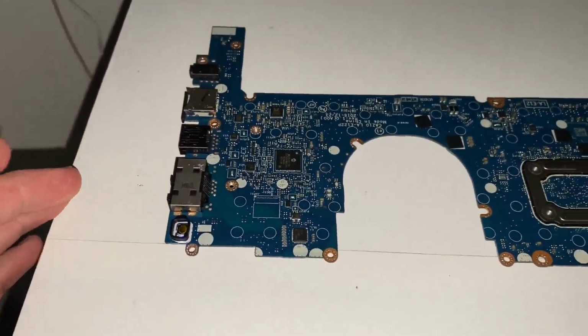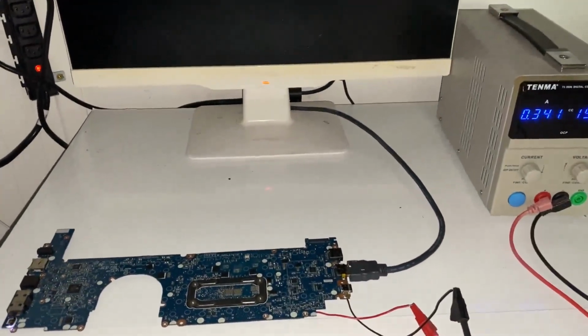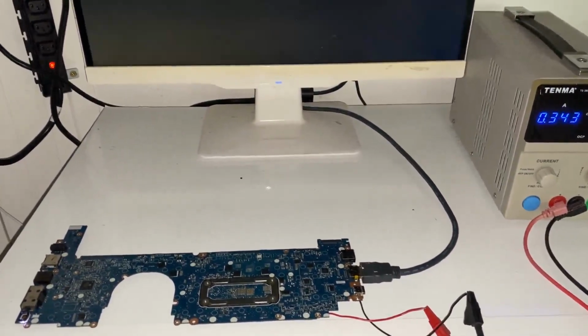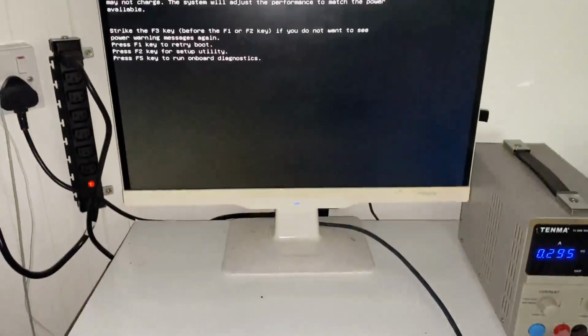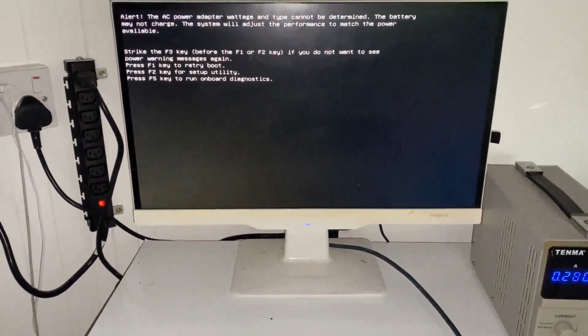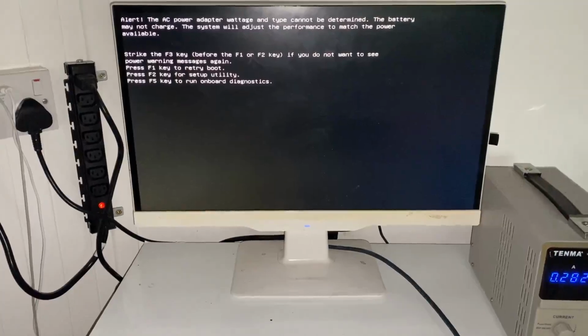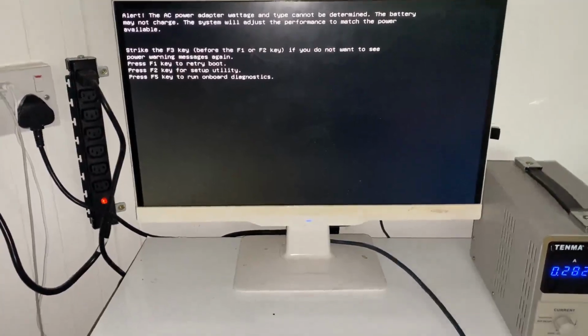Just press the power button. Okay, there we go. So it's starting to draw 300 milliamps. All screens turn blue. I don't believe it. And this was advertised to me as faulty. So I'm not sure what's going on here. It's certainly powering on for me now.